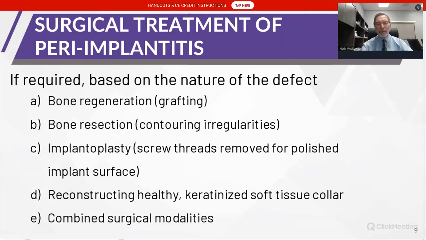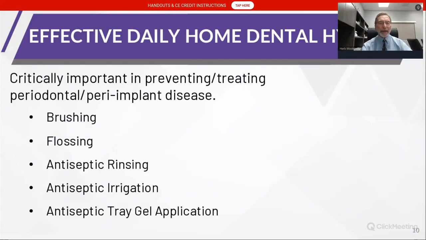And another modality that's also part of this construct is that we want to make sure that the soft tissue collar has a healthy keratinized aspect to it. So we want to make sure we have a healthy keratinized soft tissue collar, and there may be any one or a combination of these treatment modalities in order to be able to accomplish the final result. So, surgical treatment for peri-implantitis.